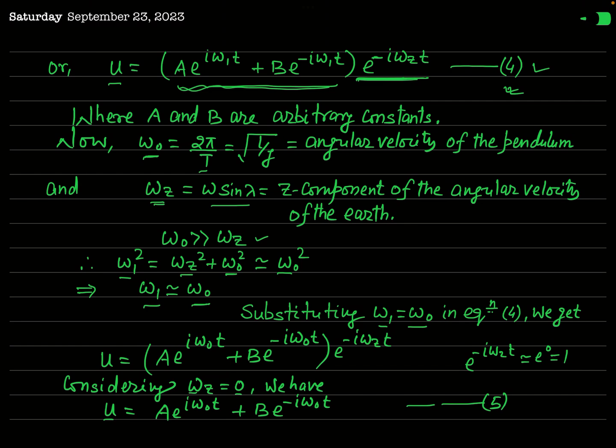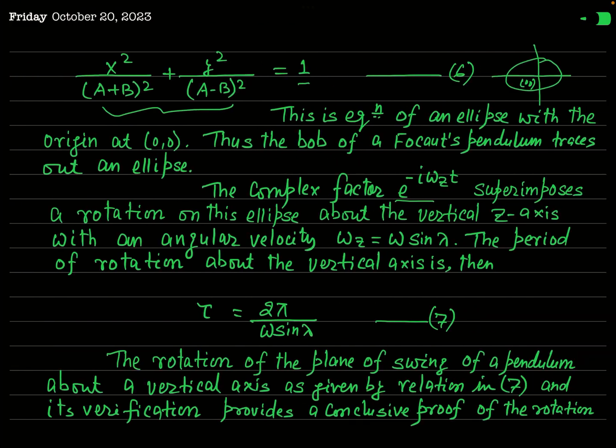factor, and this factor which is inside the bracket represents the ellipse. So you can say that actually the complex factor e to the power minus i omega z t superimposes a rotation on the ellipse about the vertical z axis. So this ellipse will not be static, but this ellipse will rotate about the vertical axis, which is the z axis, and this is indicated by this factor e to the power minus i omega z t.